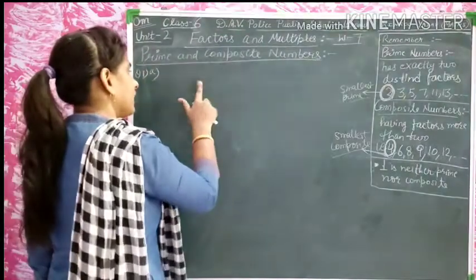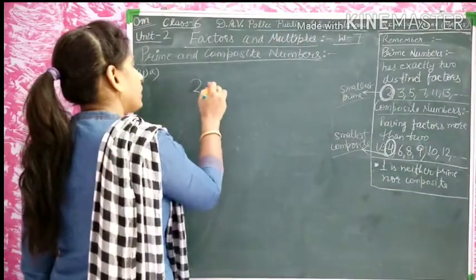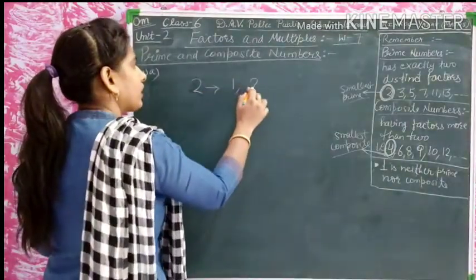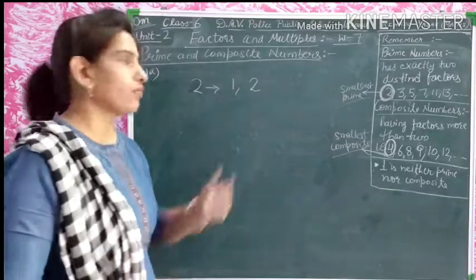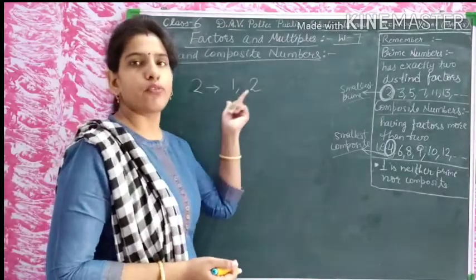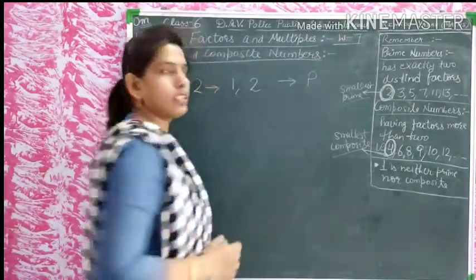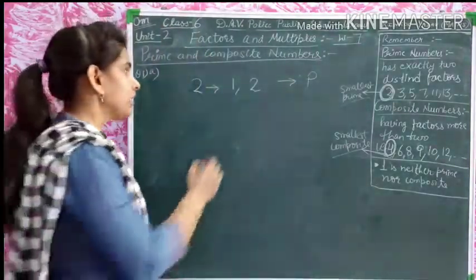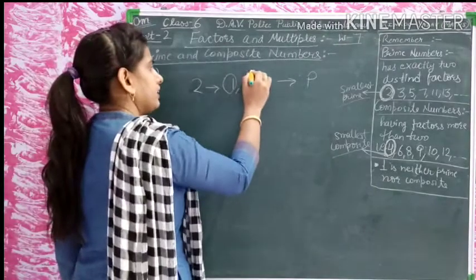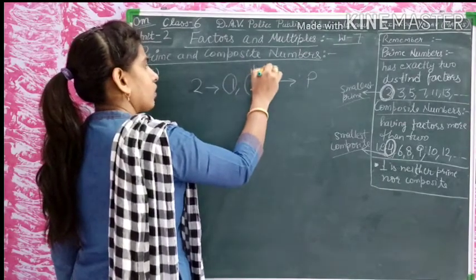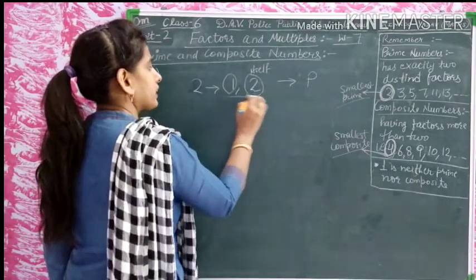Now we take the number 2. It has the factors 1 and 2, that is, 1 and itself. It means this is a prime number. Is this clear, students? 1 and itself, only 2 factors are there.